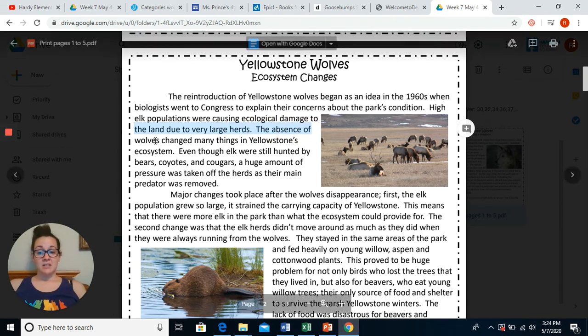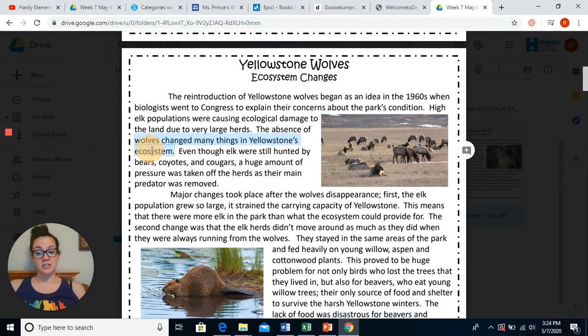The absence of wolves changed many things in Yellowstone's ecosystem. Even though the elk were still hunted by bears, coyotes, and cougars, a huge amount of pressure was taken off the herds as their main predator, the gray wolves, was removed. Major changes took place after the wolves' disappearance.